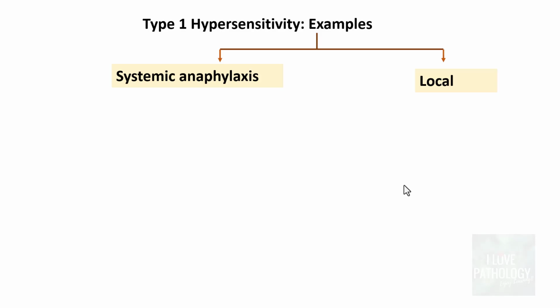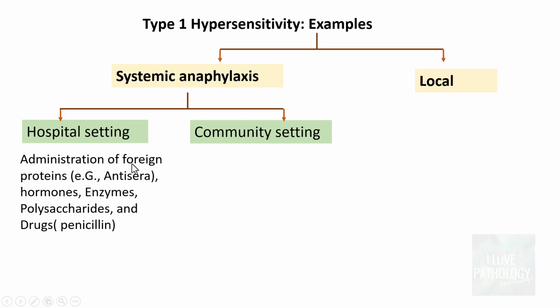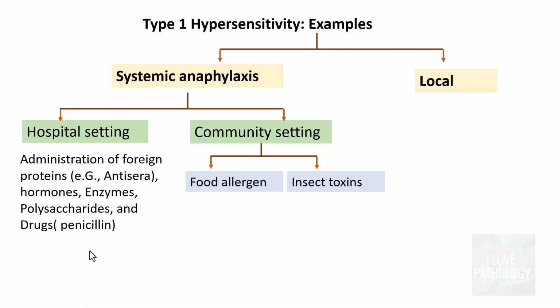Let us understand the various examples of type 1 hypersensitivity. It can be broadly categorized into systemic, which is referred to as anaphylaxis, and local. Systemic anaphylaxis can be either in the hospital setting or in the community setting. Hospital setting, the examples being administration of foreign proteins. For example, administration of antisera, where the patient develops immediate reaction. Administration of hormones, enzymes, polysaccharides, drugs. That is why they give a test dose before administering all these material. The examples of community setting include a food allergen or insect toxin.